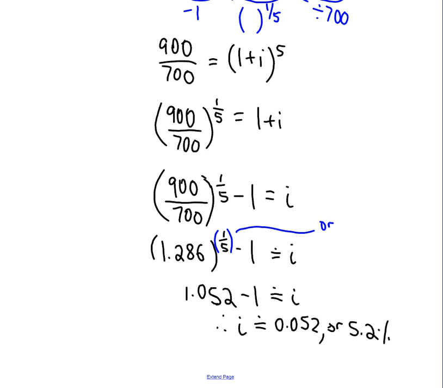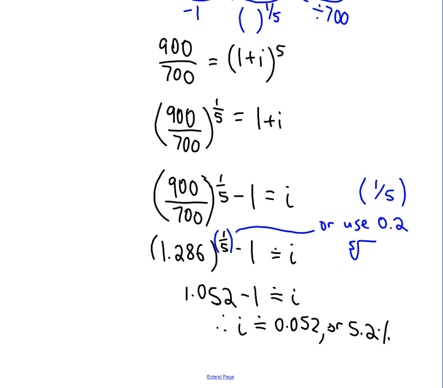So you could use 0.2, or you could use the fifth root of the value, or you could put bracket 1/5. So there's different ways of using that on your calculator, and quite clearly we have to use a calculator here.